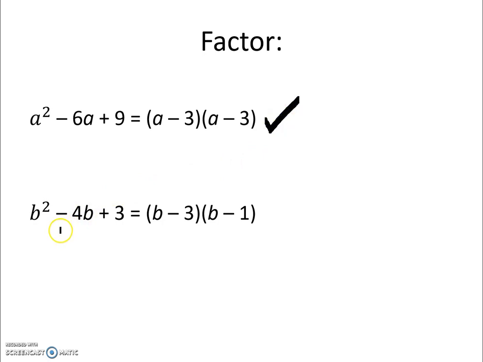Using the same pattern with a negative in the middle and a positive on the outside, we need two factors of positive 3 that will add up to negative 4. And of course, those are negative 3 and negative 1. And again, we know the factors of b squared are b and b. So b squared minus 4b plus 3 does factor into b minus 3 times b minus 1.